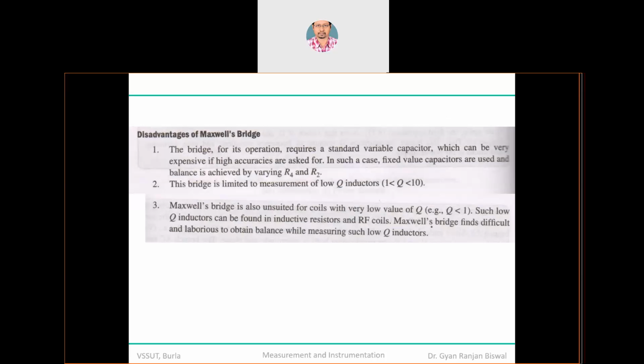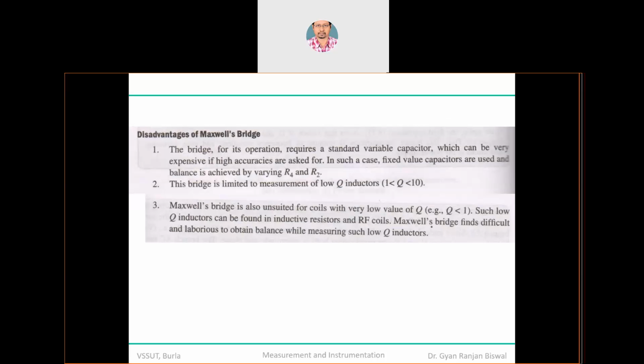Other than that, as I have told you, even in the case of the inductance capacitance bridge, you require a standard variable capacitor. Obviously it is far easier, because the capacitor operates on the electrostatic effect, influenced by the electric field rather than the magnetic field.